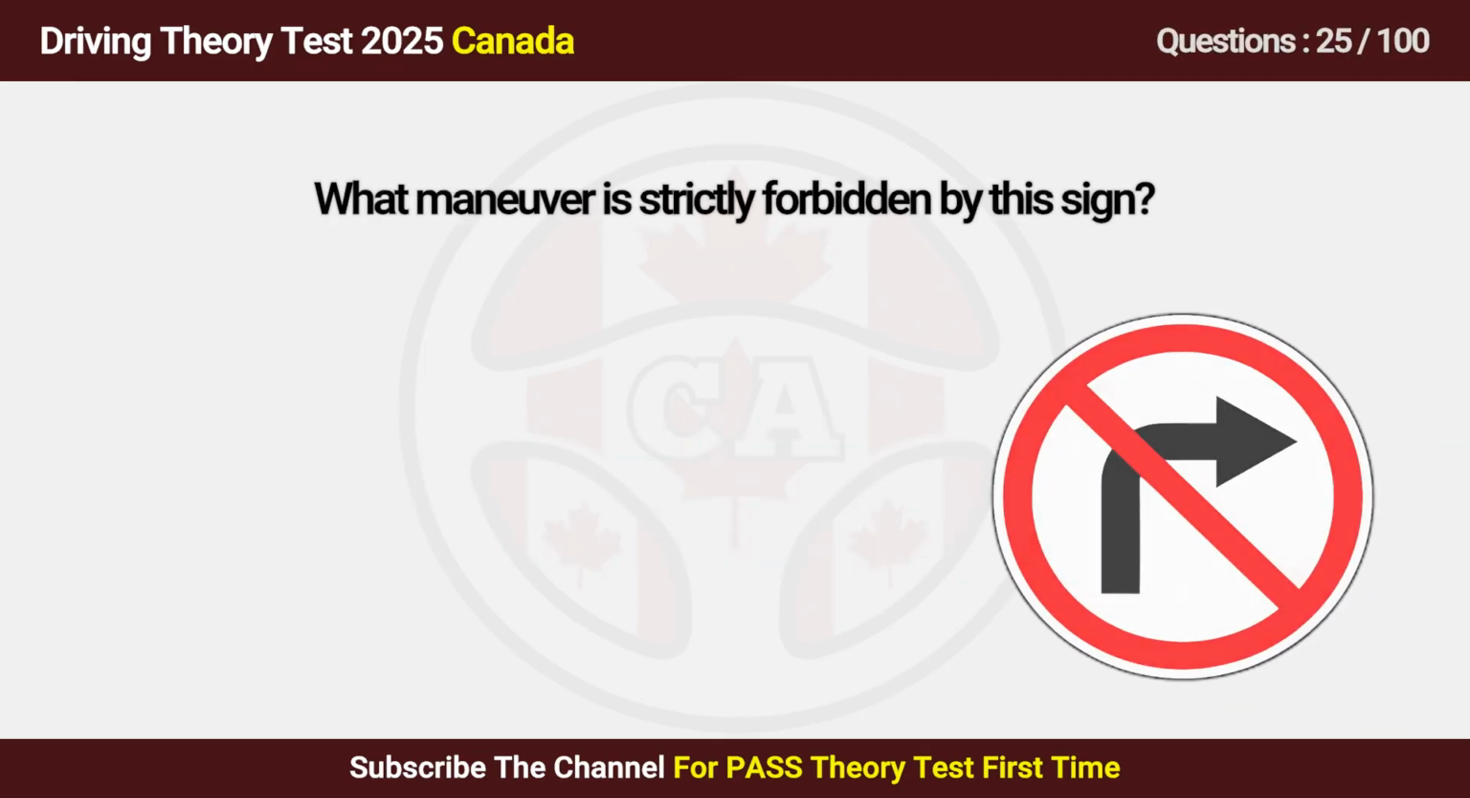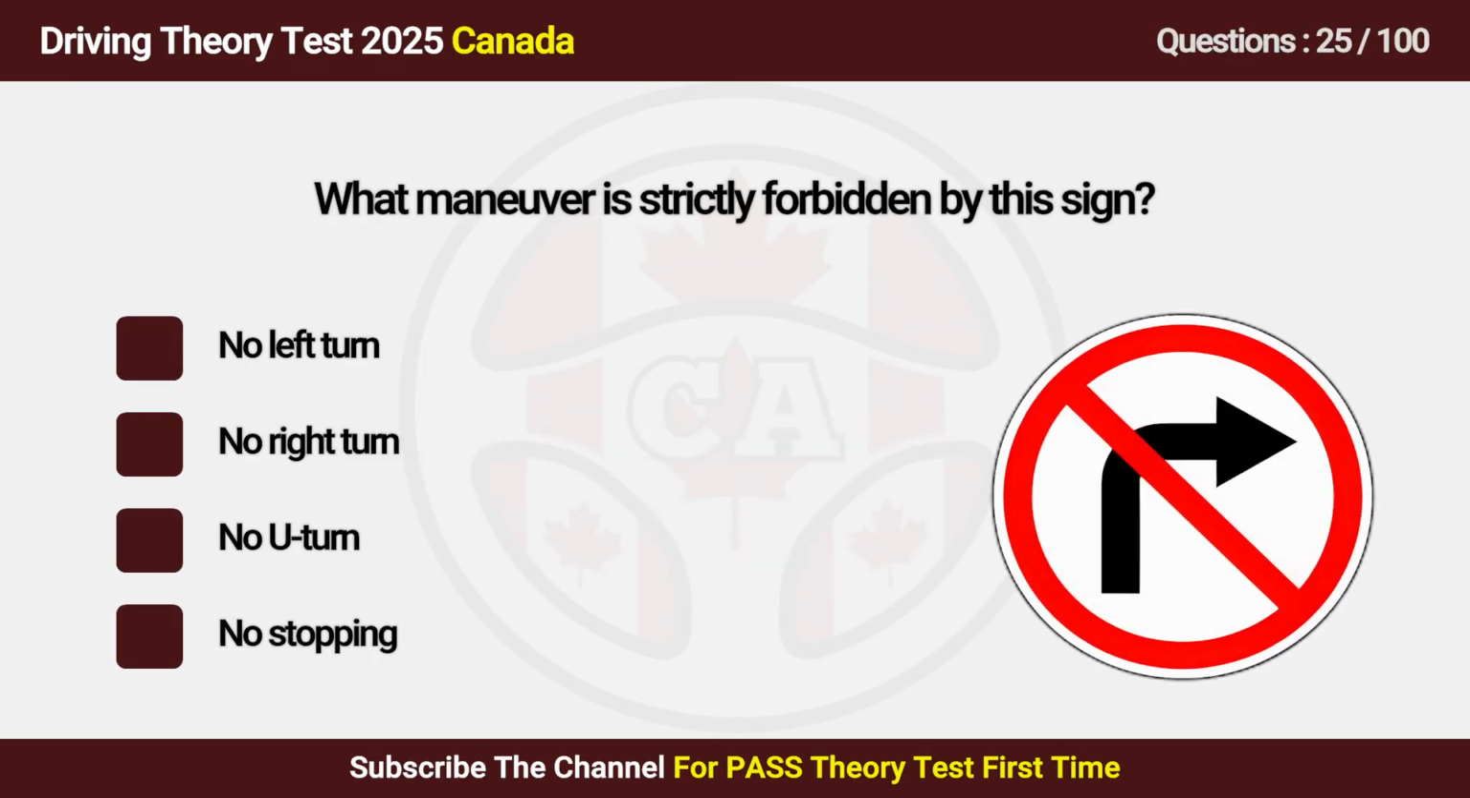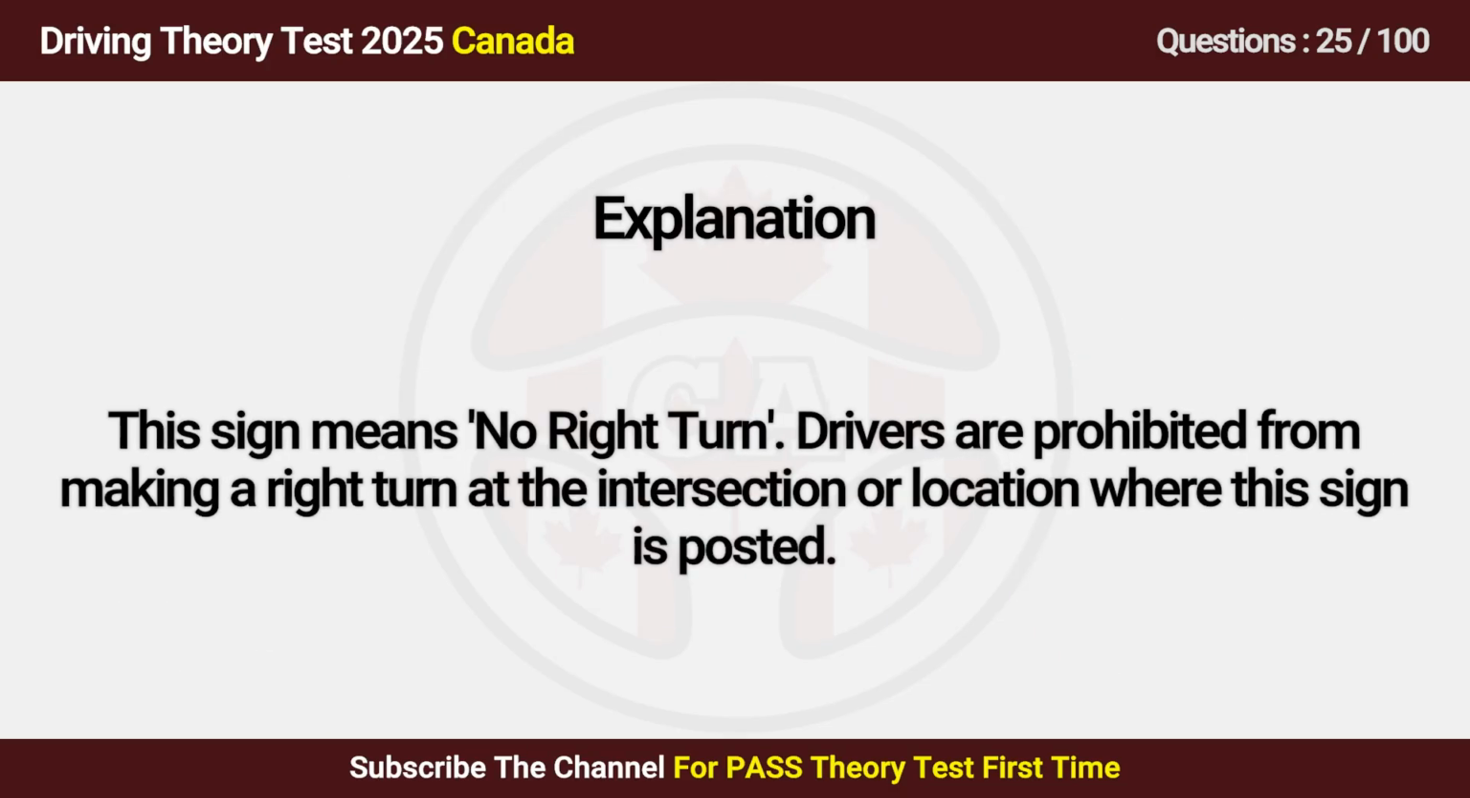Question 25. What maneuver is strictly forbidden by this sign? A. No left turn. B. No right turn. C. No U-turn. D. No stopping. Answer is B. No right turn. This sign means no right turn. Drivers are prohibited from making a right turn at the intersection or location where this sign is posted.